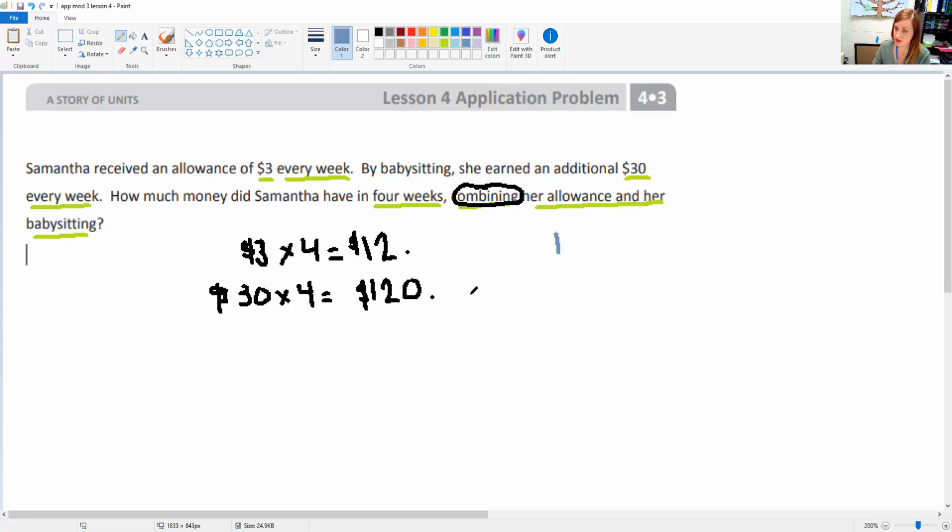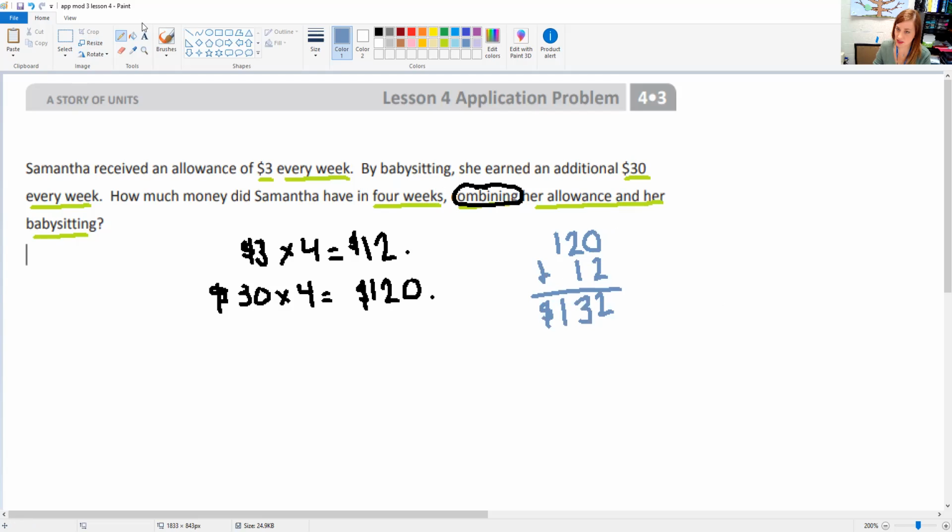So we're going to do her $120 that she earned from babysitting, and we're going to add that to her $12 in 4 weeks for allowance. 0 plus 2, 2, 2 plus 1, 3, bring down my 1. Okay, so that's $132 together for the 4 weeks.